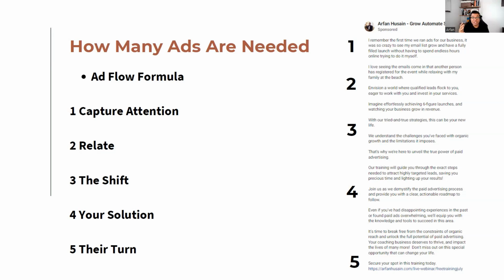Number 3, the shift. What is the change? What happened? And then we go into your solution. And then number 5 is their turn, right? So it's very, very simplified. I want to break this down, what I mean by this.